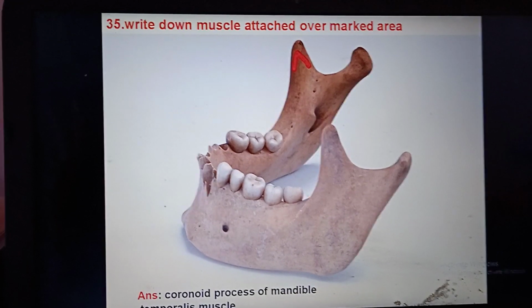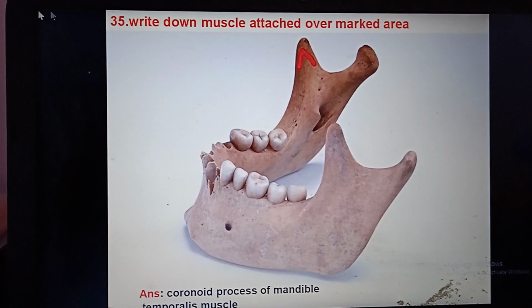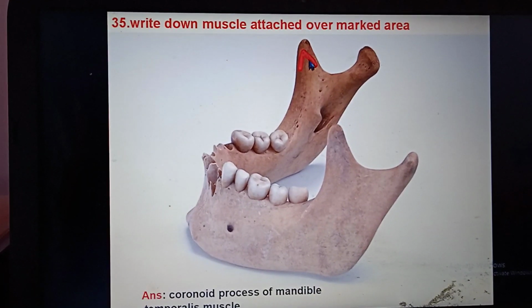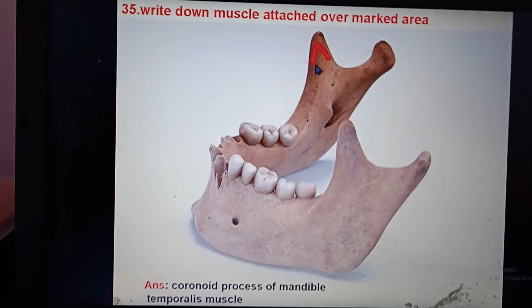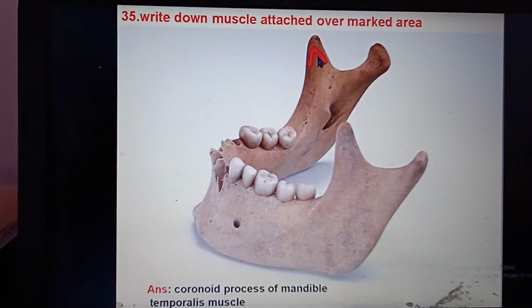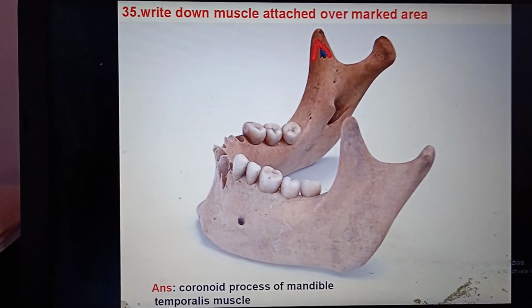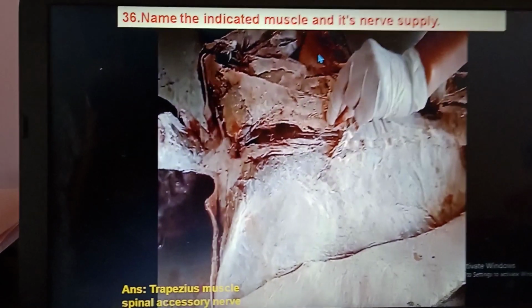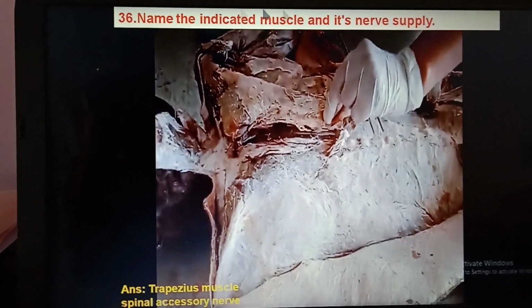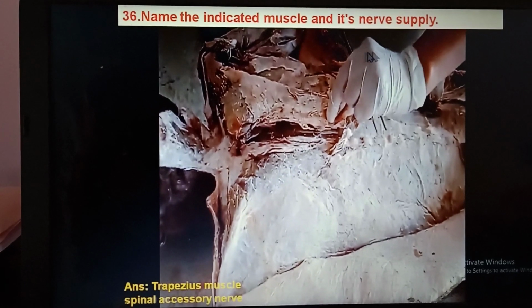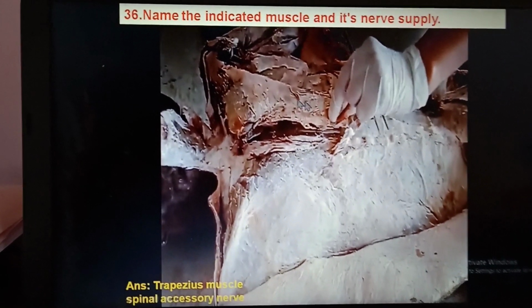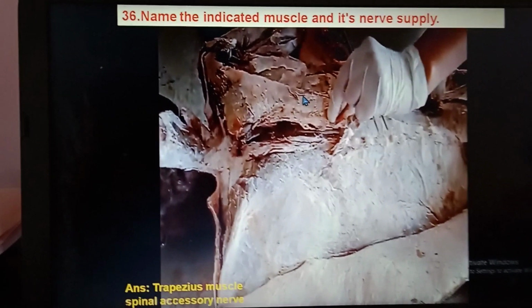Write down the muscles attached over the marked area. This is the coronoid process of the mandible, and it gives attachment to the temporalis muscle on the medial surface. Name the indicated muscle and its nerve supply. This one is the trapezius muscle, and the nerve supply is the spinal accessory nerve.